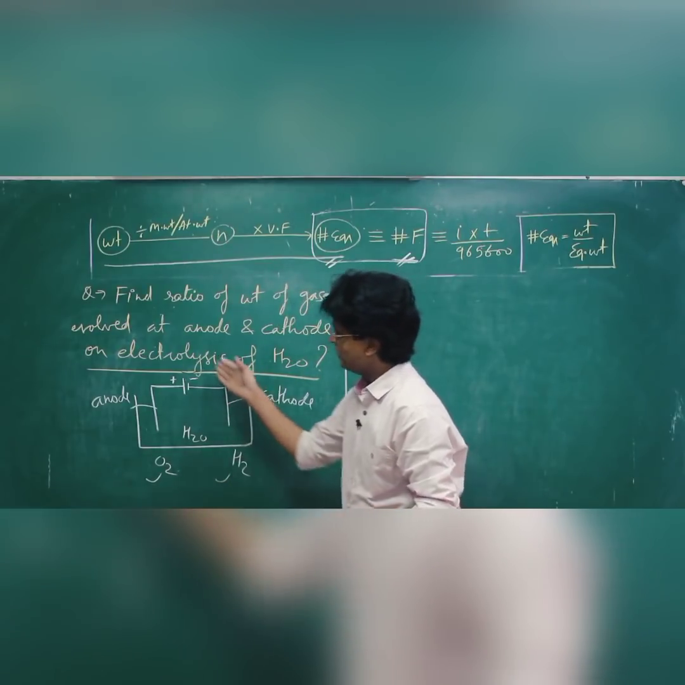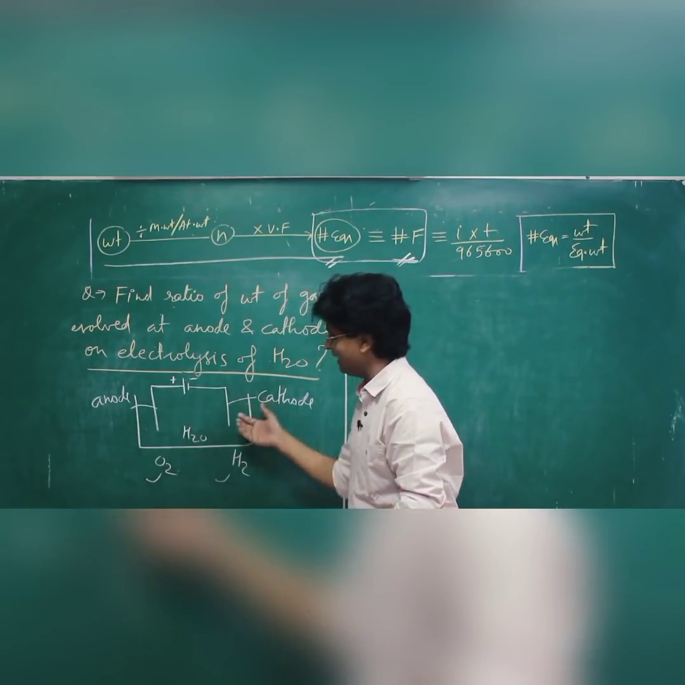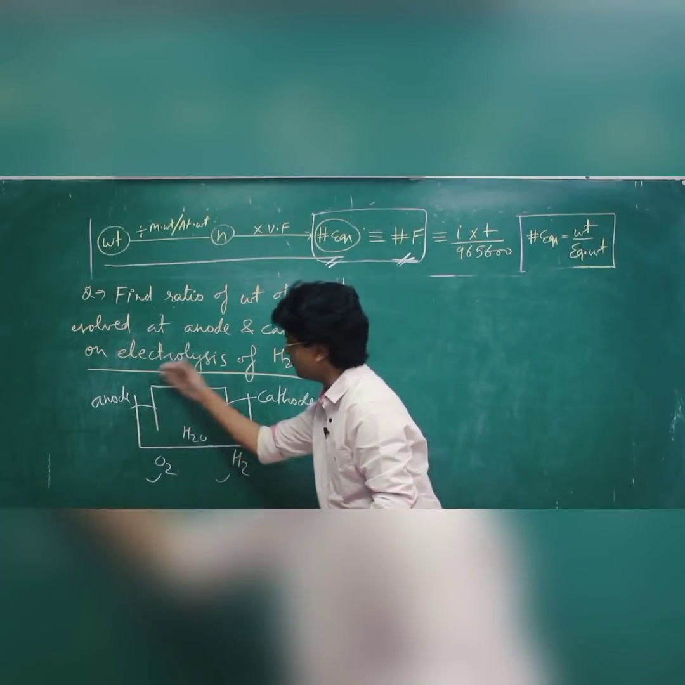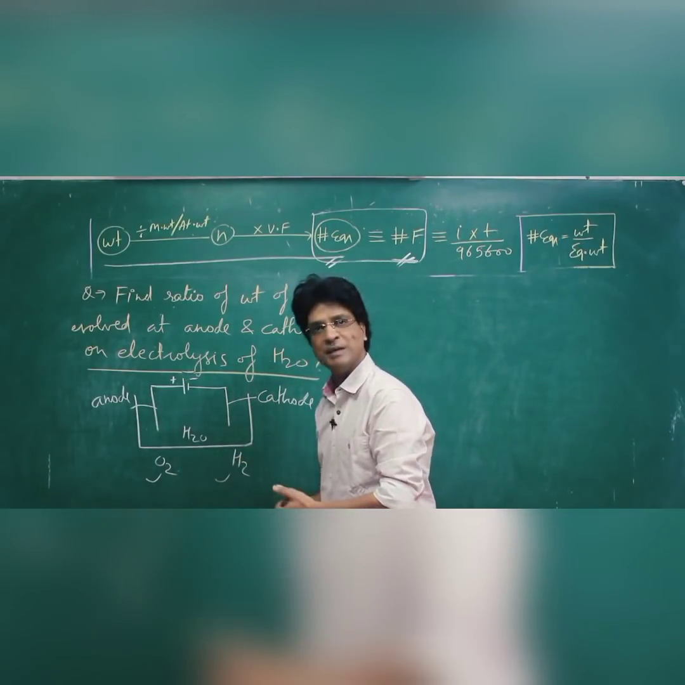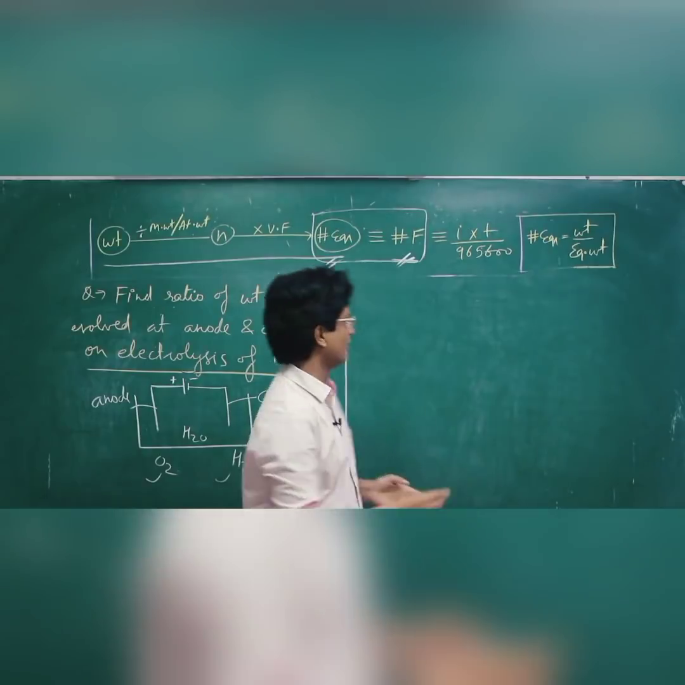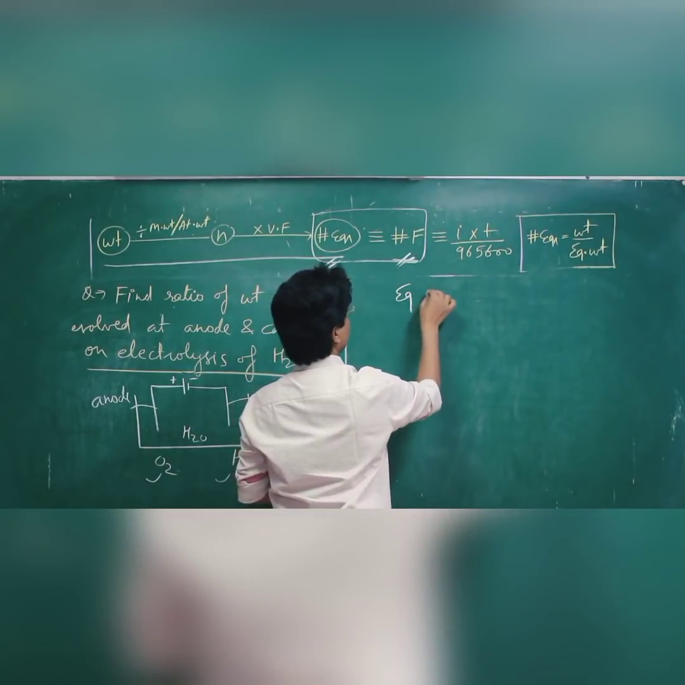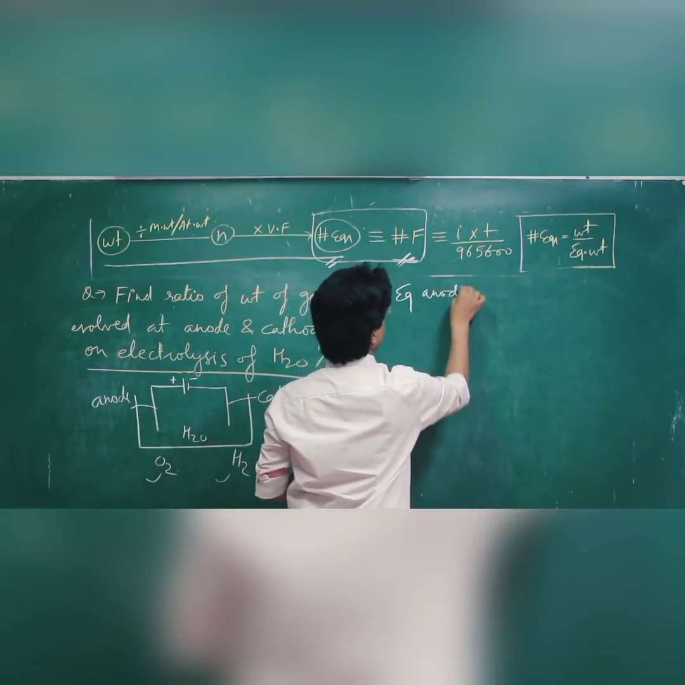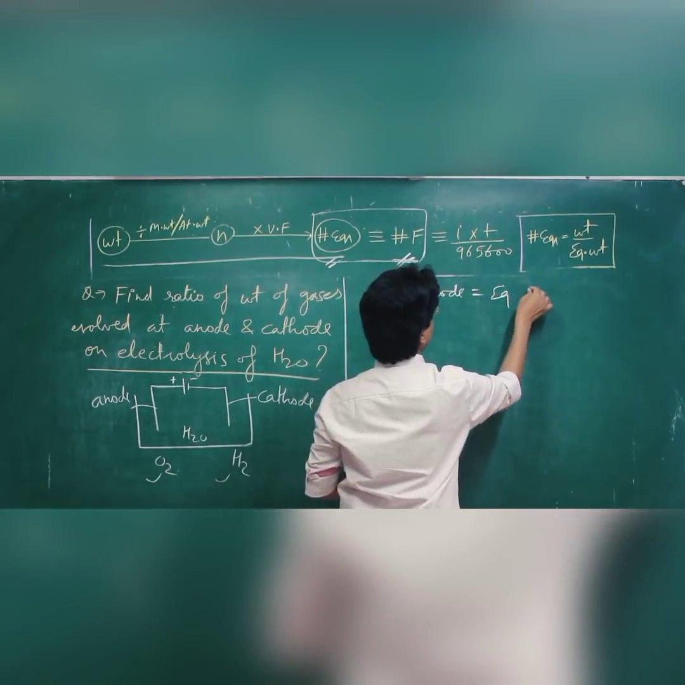Now I know that equivalent at anode is equal to equivalent at cathode. Why? Because same charge is flowing. Same charge means same equivalent. Okay. See now. So equivalent at anode is equal to equivalent at cathode.